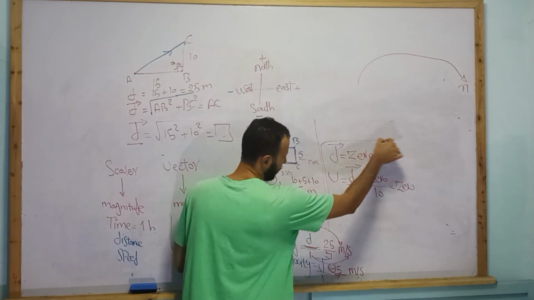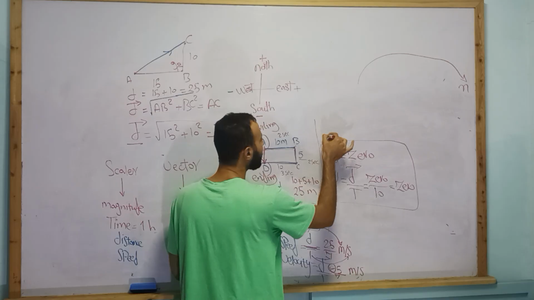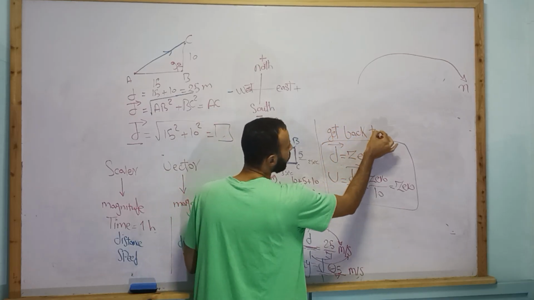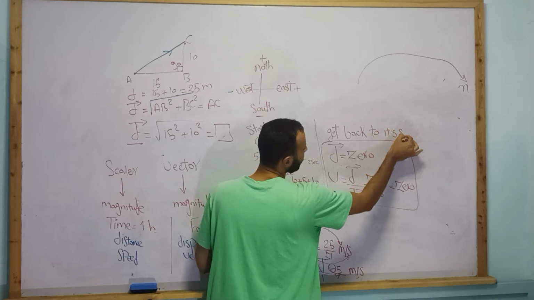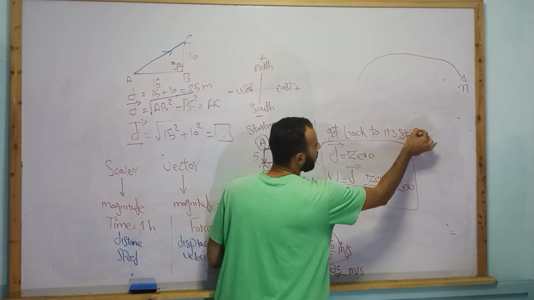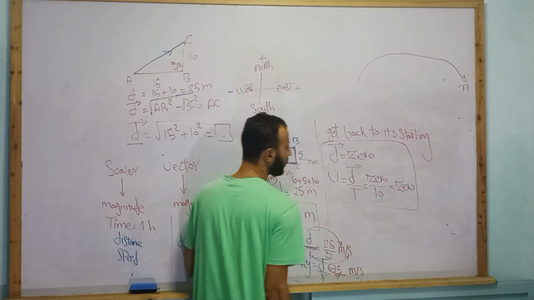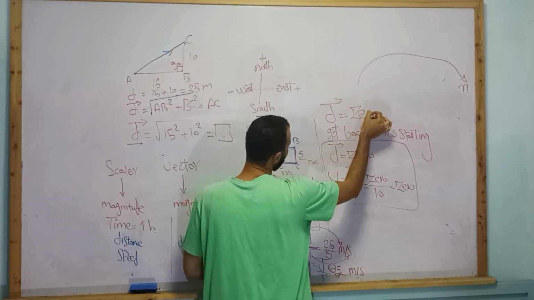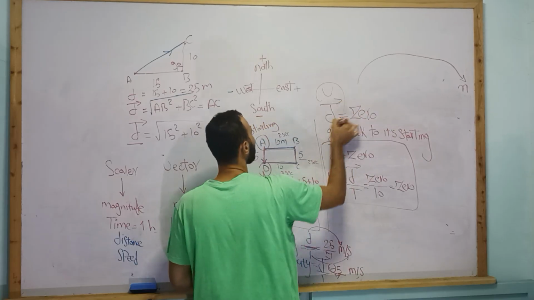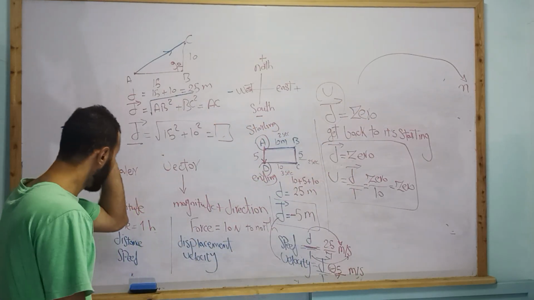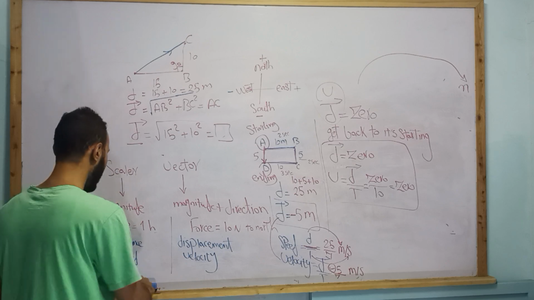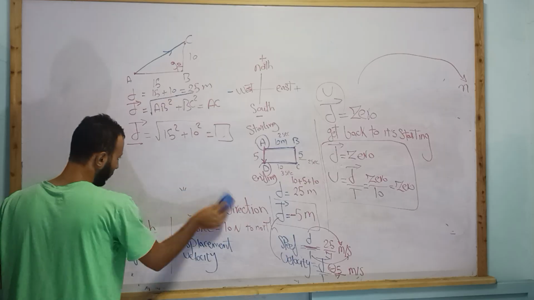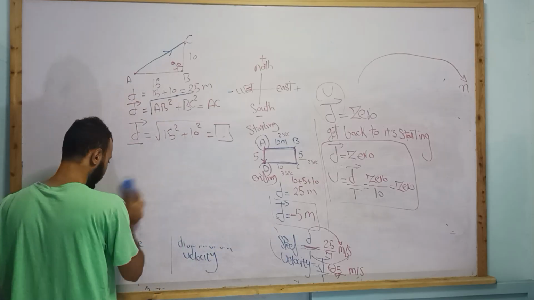So again, when the person gets back to his starting position, the displacement is equal to 0, not only the displacement but also the velocity too. Okay. Let's use the rule and we will be finished, inshallah, with our lesson or our curriculum.